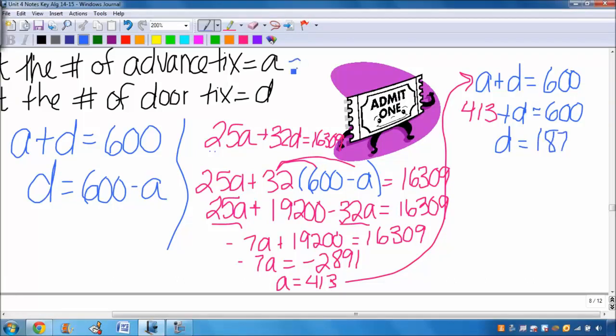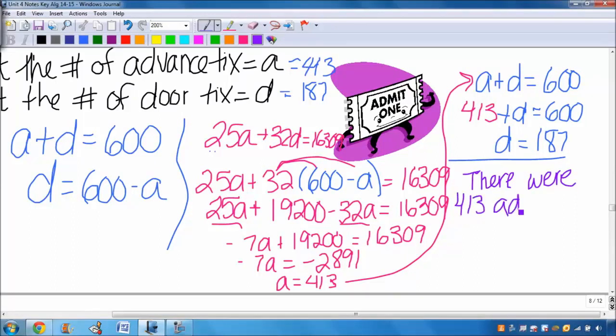Okay, so there were 413 advance tickets and 187 tickets sold at the door. So we'll just write a little sentence to explain what happened, and then we will be good to go. So there were 413 advance tickets sold and 187 door tickets.